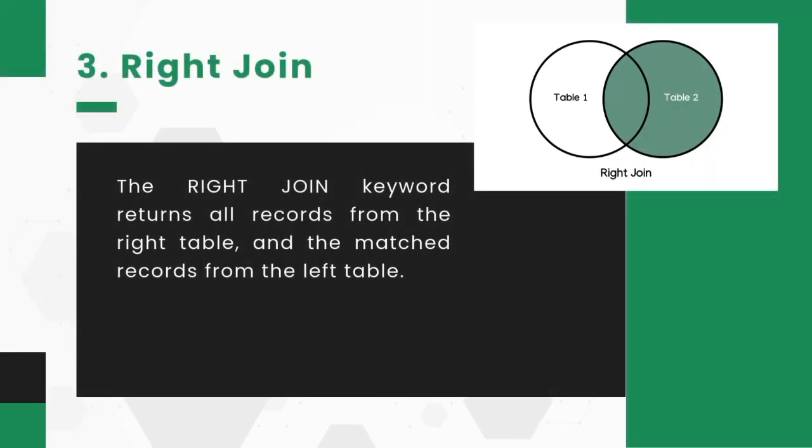3. Right join or right outer join. The right join keyword returns all records from the right table and the matched records from the left table. If no match is found, null values are returned for columns from the left table.